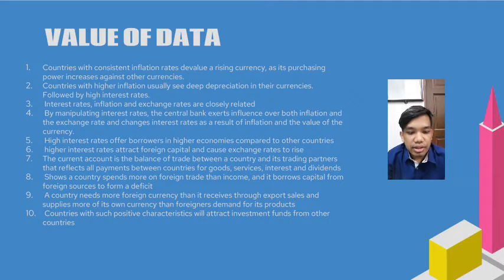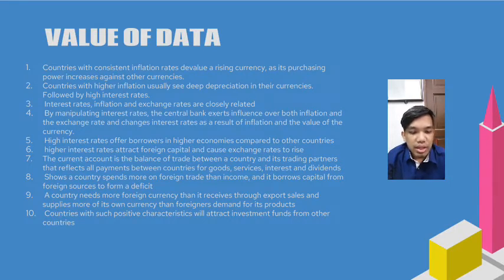High interest rates offer lenders higher returns in the economy compared to other countries. Higher interest rates attract foreign capital and cause the exchange rate to rise. The current account is the balance of trade between a country and its trading partners, and reflects all payments between countries of goods, services, interest, and dividends.